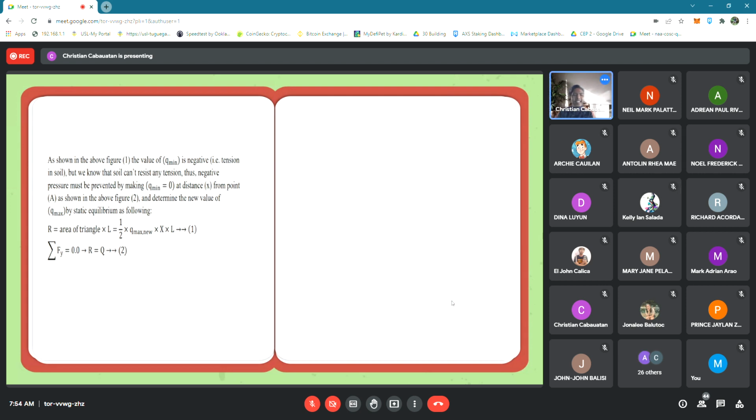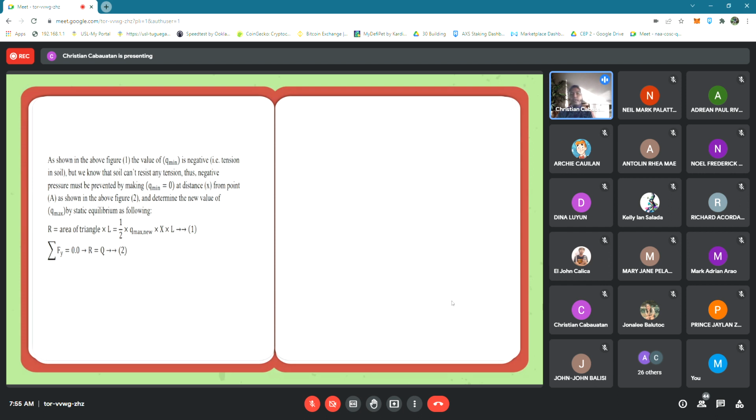Okay lang, okay lang. So, the value of Q minimum there is negative, okay? Because it is tension in the soil. But we know that soil cannot resist any tension. So thus it is negative. So before, sa ating mechanics, we consider the tension as positive, okay? And the compression is negative.